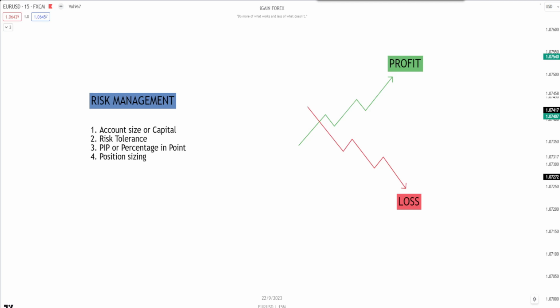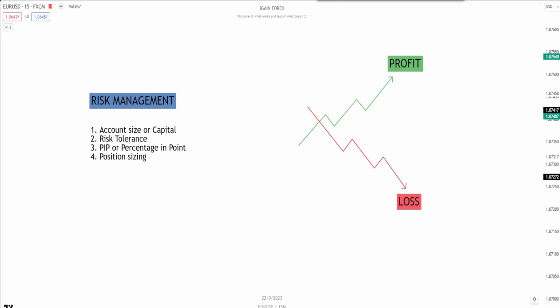So what is risk management? Just like in business, risk management is a skill or technique used to control losses and maximize profit. So how can we apply this risk management in trading? If we have risk management in trading, we can also control our losses and maximize our profit. These are the four things that we should understand on how we can do this risk management.